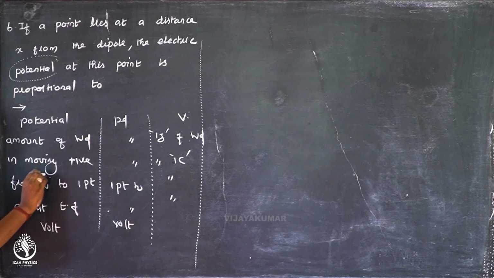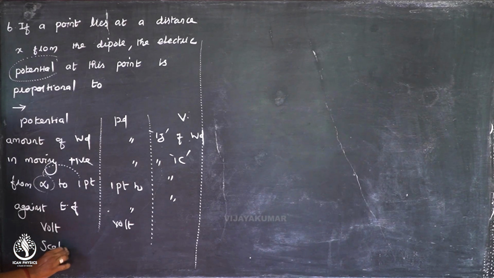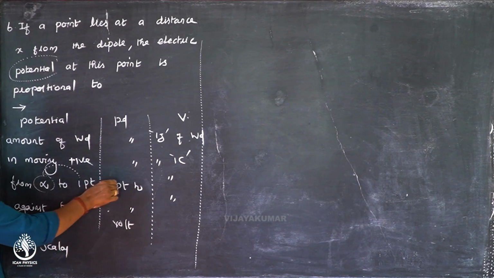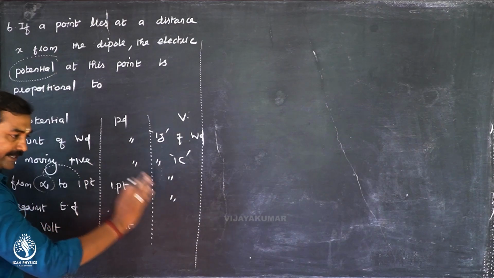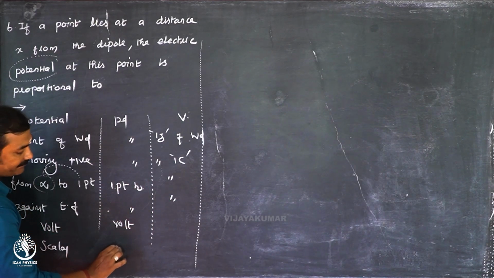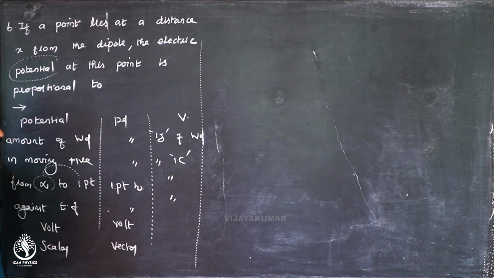Here they are saying from infinity to one point, so we don't know from where it moves. So it is a scalar quantity. Here we can say from one point to another point, so that it will be a vector quantity.